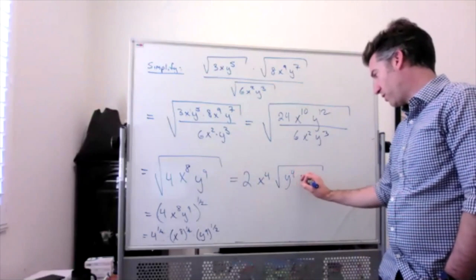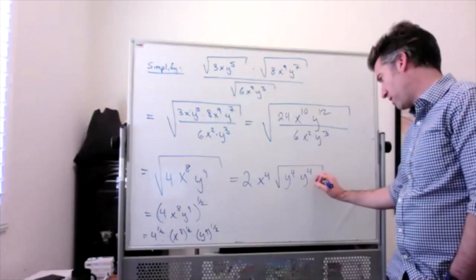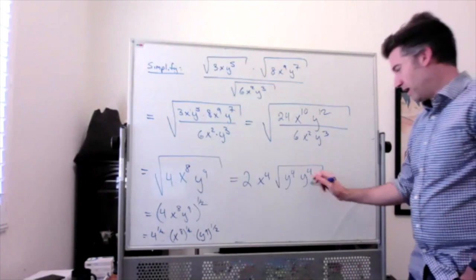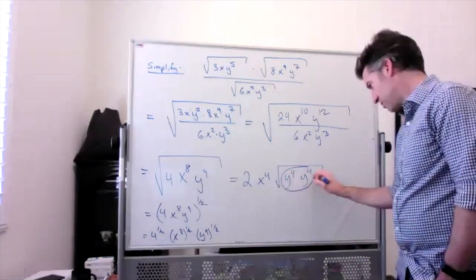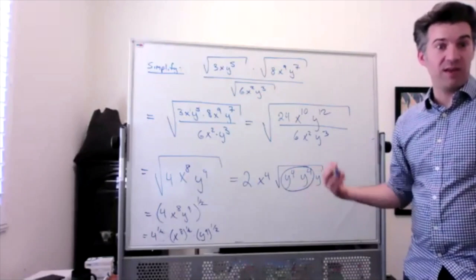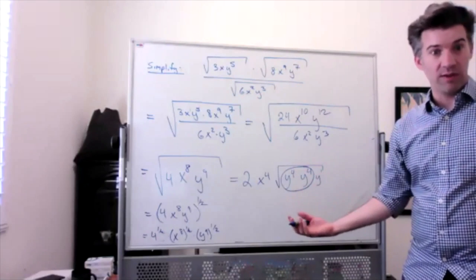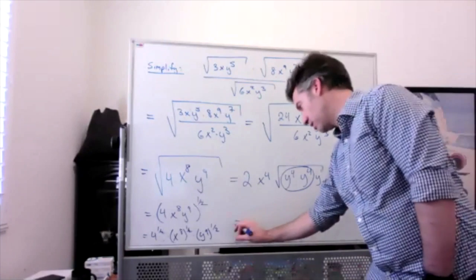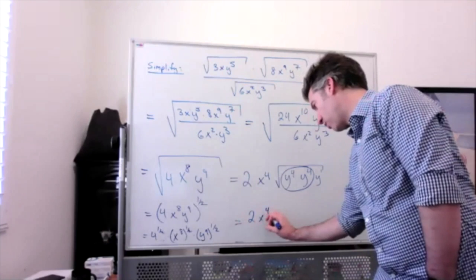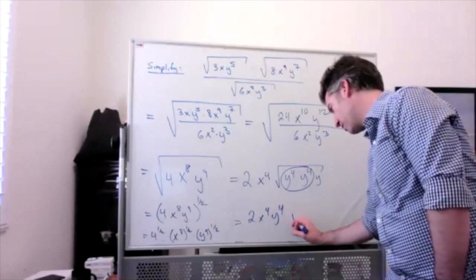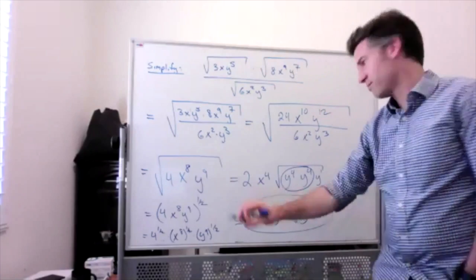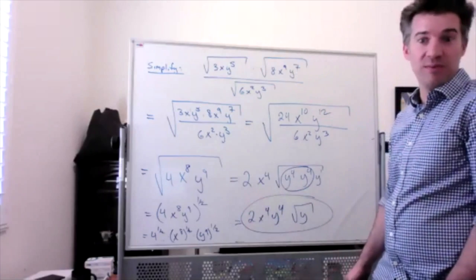y to the fourth times y to the fourth times y to the first. And the square root of y to the fourth times y to the fourth is y to the fourth. And then I have an extra y left over inside the square root. So this becomes 2x to the fourth, y to the fourth times the square root of y. And that would be considered as simplified as possible.